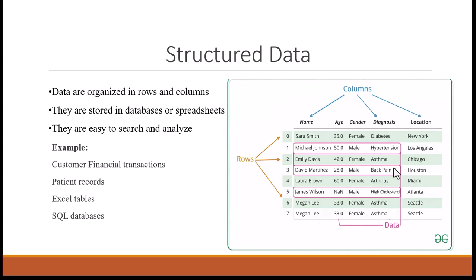So, for example, customer financial transactions or patient records that are organized in tabular format are some examples of structured data. As you see, the patient records in this image are organized in columns such as name, age, gender, diagnosis, and location. And each specific patient is organized in rows.